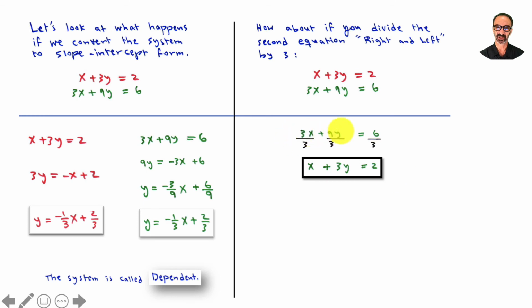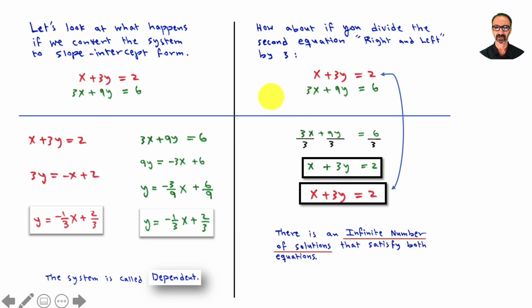I get x plus 9 over 3, which is 3y. 6 over 3, which is 2. But that is the same as the first equation, the one in red. Look. It's the same. There is an infinite number of solutions. That's what we call it. The system is called dependent.